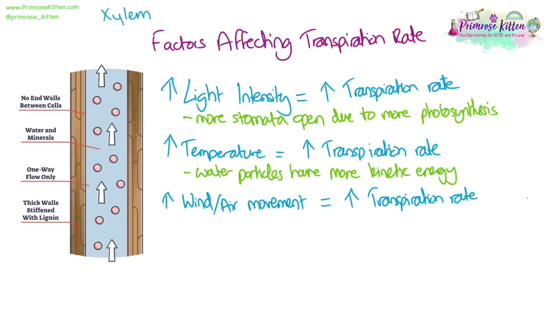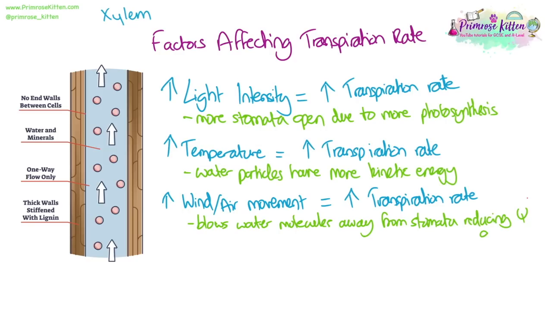Increasing wind or air movement also increases transpiration rate. This is because the water particles are being blown away from the stomata, and this increases the water potential gradient between the inside of the leaf and the outside air. Increasing humidity decreases transpiration rate.